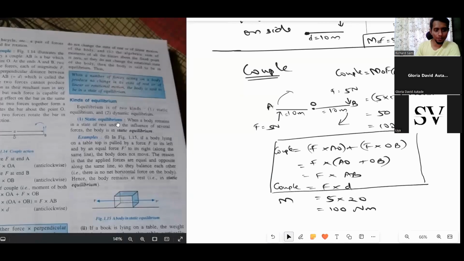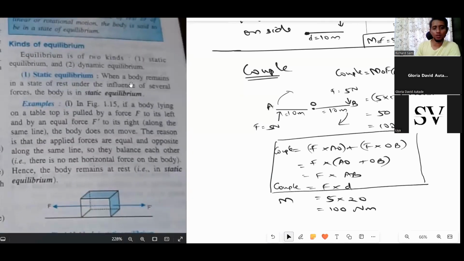And let's read the definition. Static equilibrium is when a body remains in a state of rest under the influence of several forces. The body is at static equilibrium. So there are forces acting on the body. For example, this object in my hand over here, or think of a seesaw, and there are two people sitting on both the sides, and the forces that both of them are applying are equal, and so the seesaw doesn't move. So that time we can call the seesaw at static equilibrium.